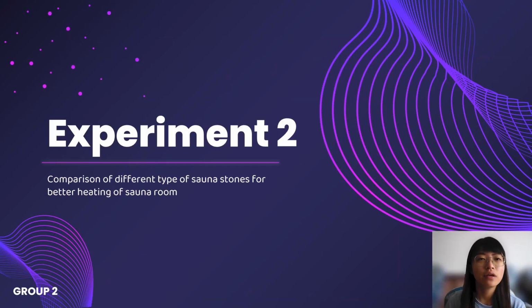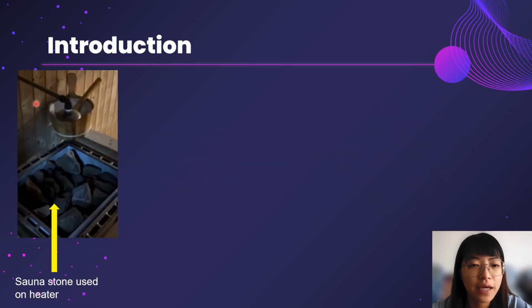Hi, I'm Chamin. Now I'll be talking about the second experiment proposed to solve this clinical issue, which is the comparison of different types of sauna stones for better heating of the sauna room. In this figure, we can see that the sauna stone is used on the heater to produce steam to increase the temperature of the sauna room.